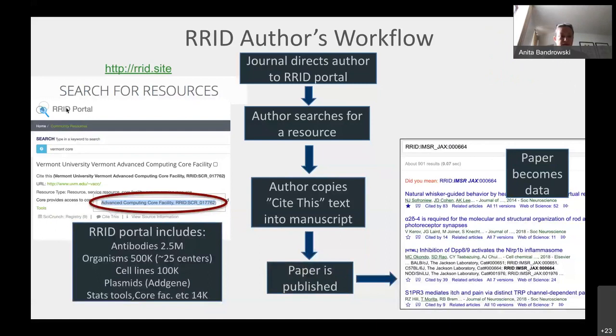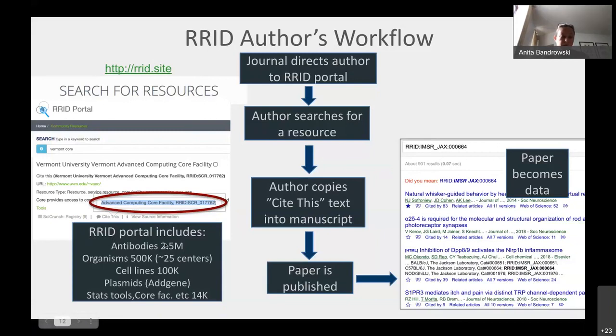This is what it looks like. So here is a search where the journals are asking the author to go ahead and go to a website to find all of their RRIDs. So the author goes in, searches for whatever they're looking for. In this case, this is a core facility. They are then asked to cite this. There are 2 places where that information lives on this, and the author has to cite this text, put it into the manuscript, and then the paper is actually published. So here's just a search for one of the Jackson mice, and there are about 900 papers that have been published with this mouse.